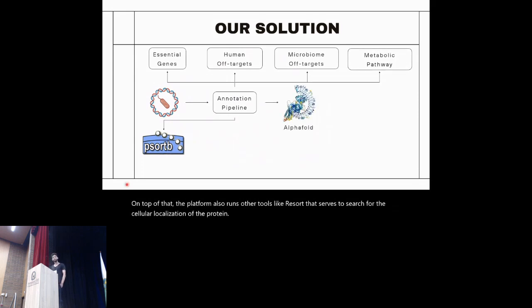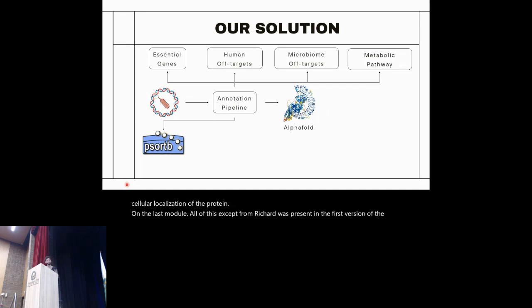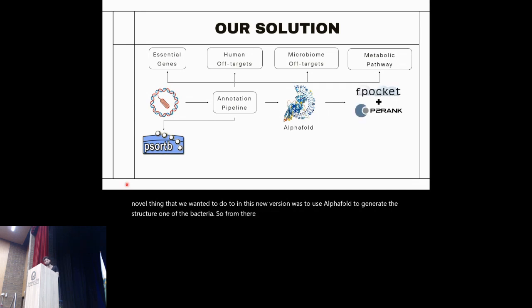All of this, except for PSORT, was present in the first version of TargetPathogen, which has been running for almost 5 to 7 years, almost 10 years. But the novel thing that we wanted to do in this new version was to use AlphaFold to generate the structurome of that bacteria. From there, we also run pocket detection tools, fpocket and P2Rank.